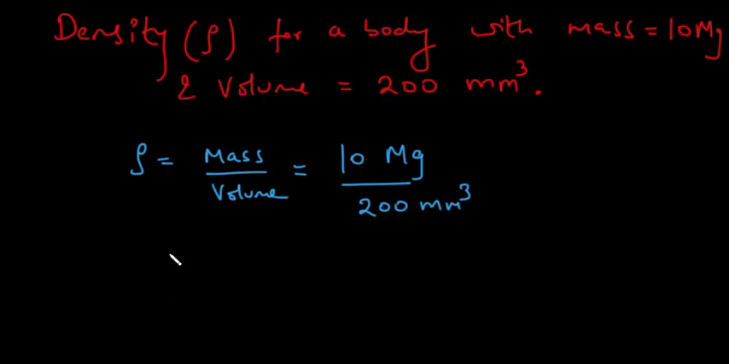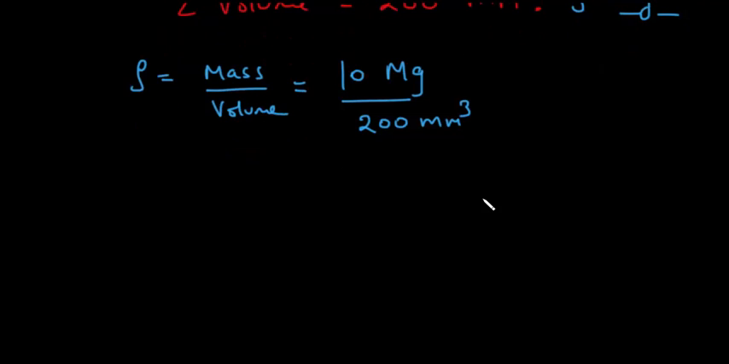But we know that the unit for density is kilogram per meter cube. We just did that. Okay, so we must convert these units to kilogram per meter cube. So just like we did above, we can multiply by 1, 200 millimeter cube.